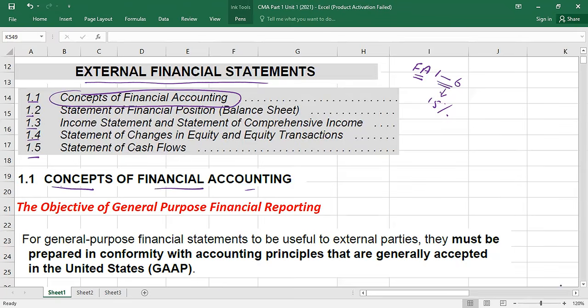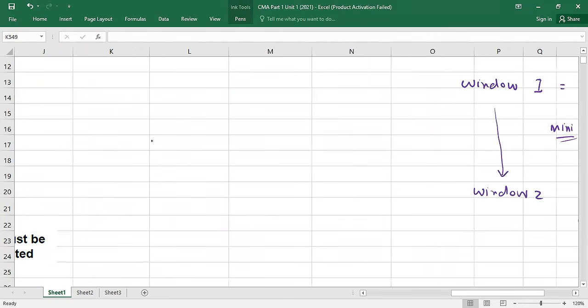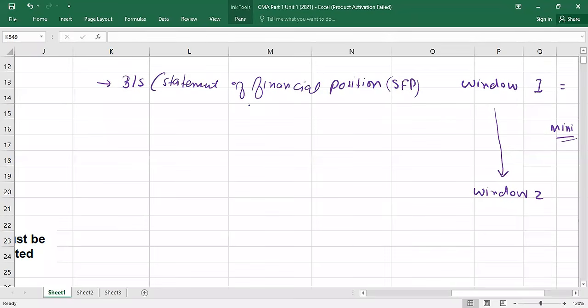First of all, guys, remember here, when we prepare the financial statements, these statements are part of a set of financial statements. Which statements? We have a statement of financial position, which is called what? Balance sheet, right? It's also called statement of financial position. Shortcut, it is called SFP. The second statement which we have to prepare is called the income statement.